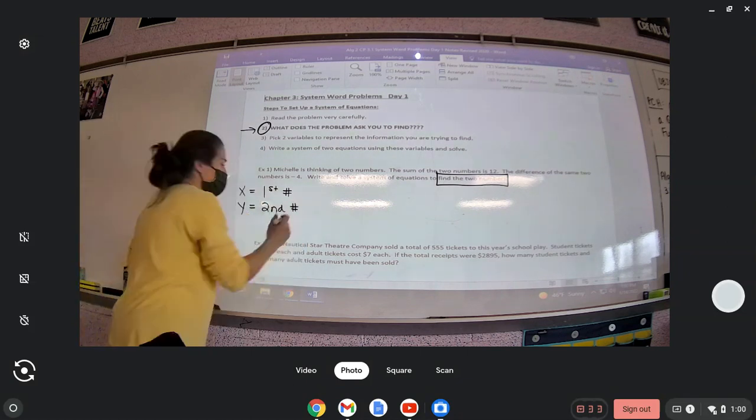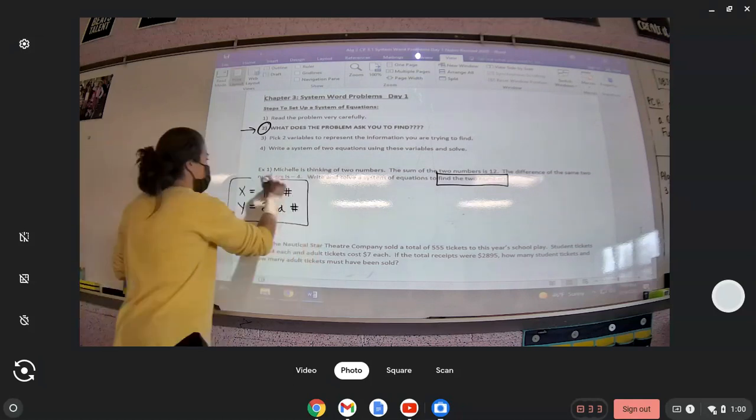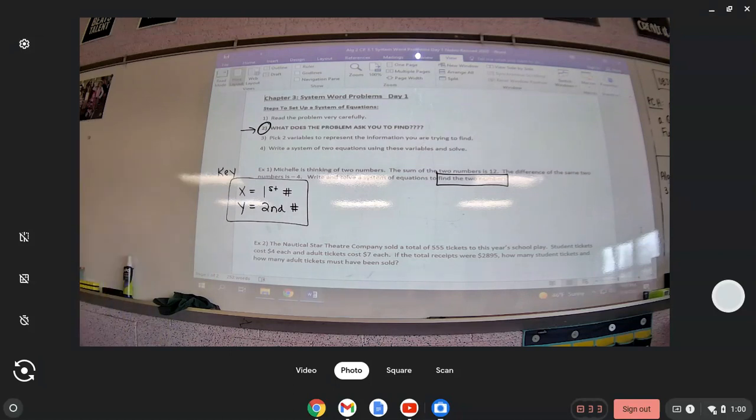Okay, so we've established what we have to find, the 2 numbers. We've picked 2 variables to represent those 2 numbers. Now we got to write our 2 equations. So guys, in math, we call this part the key. You just wrote a key establishing who your variables are and what they represent. I think that is one of the most important steps in this process.